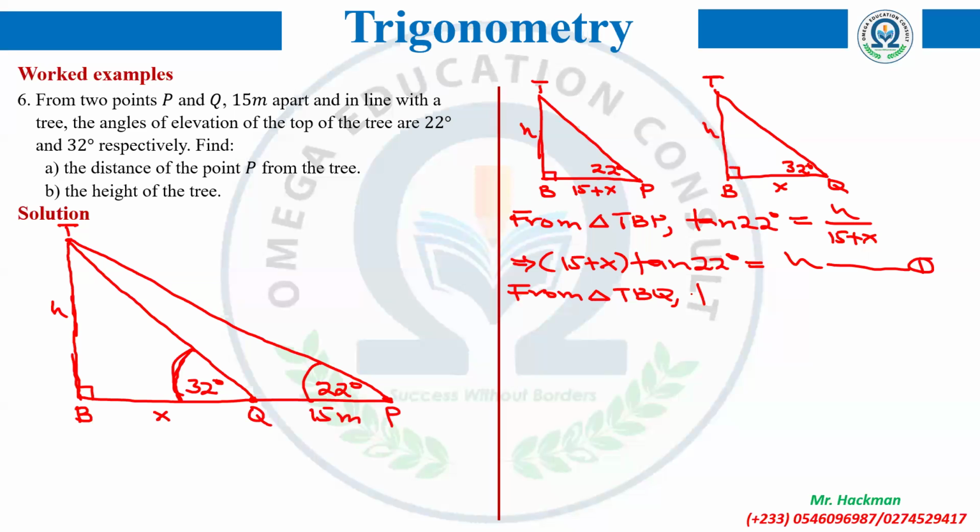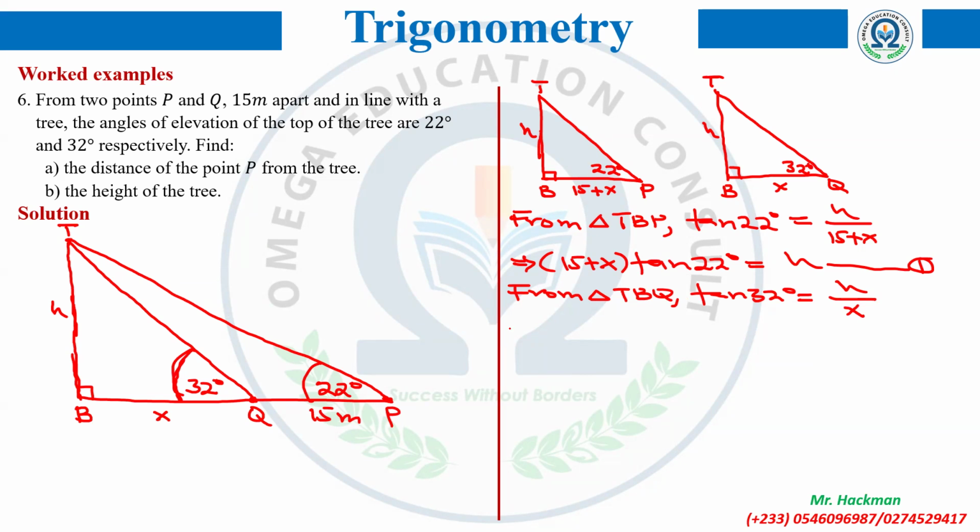Tan, is that not it? So it will be tan. Yes. What angle this time round? Tan 32, 32 degrees. Okay, tan 32 degrees should be equal to opposite, which is what? h, over the adjacent, which is what? x. All correct? Yes, please.